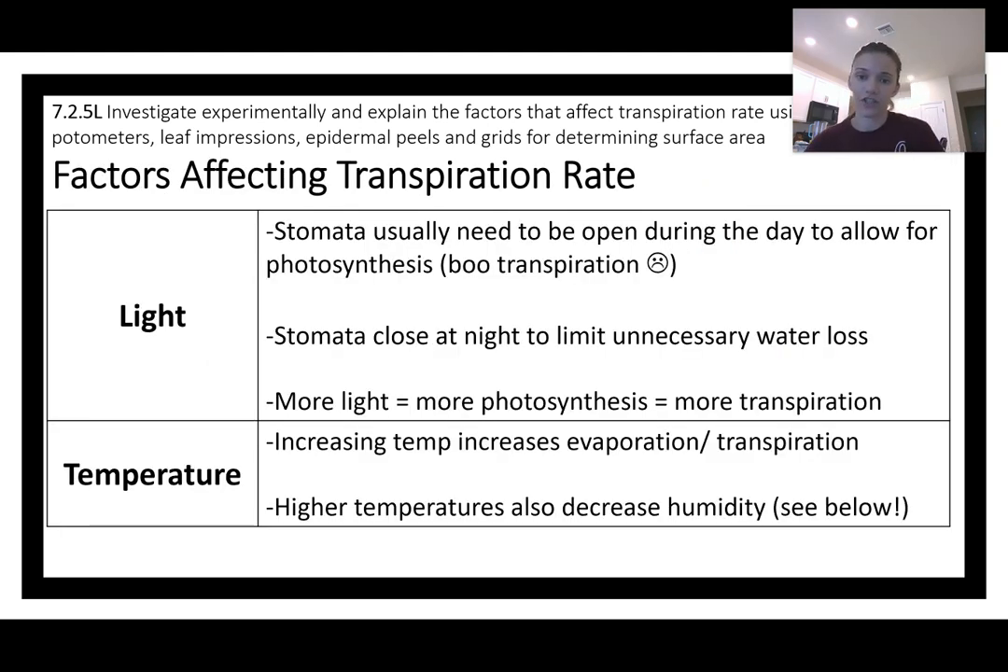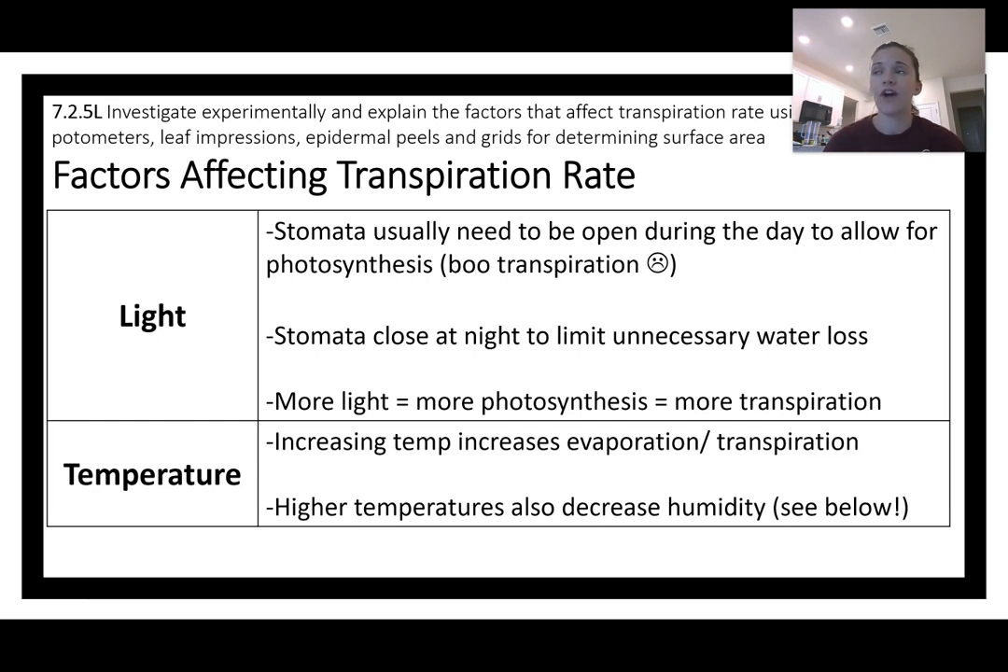So, factors affecting transpiration rate. These are all fairly common sense, but you need to know every single one of them. So if you didn't print out the notes, maybe jot some of this stuff down. Different things can affect transpiration rate. Think about a plant outside in the sun for all this.